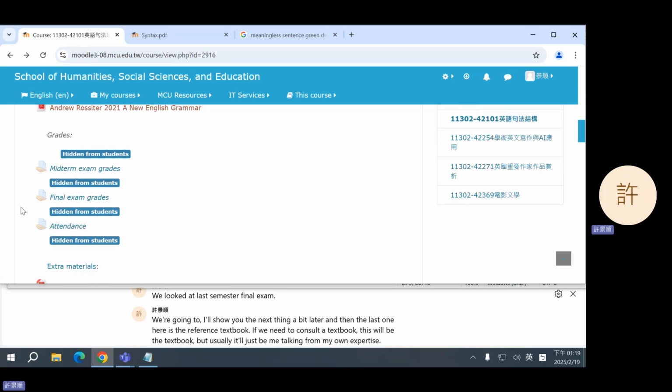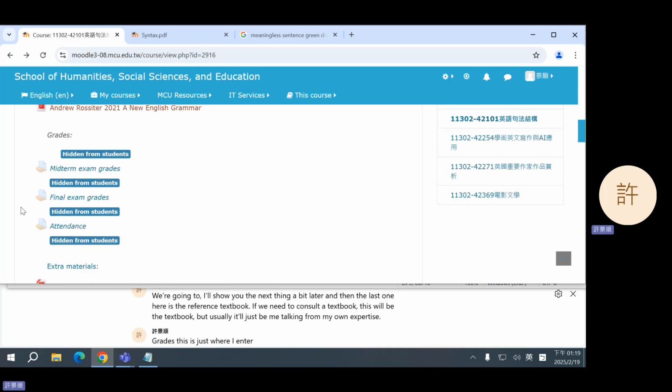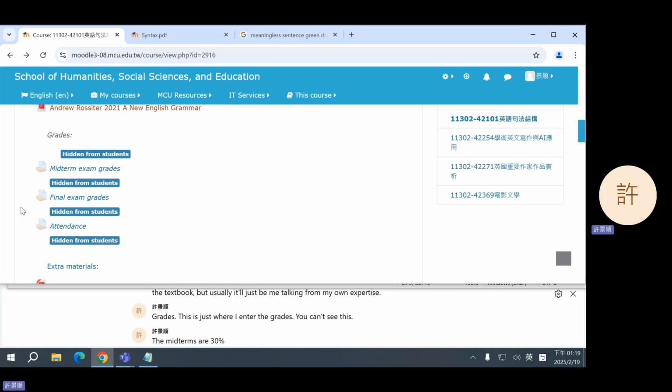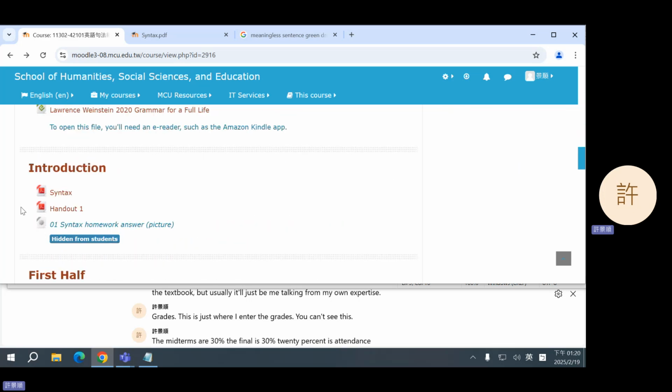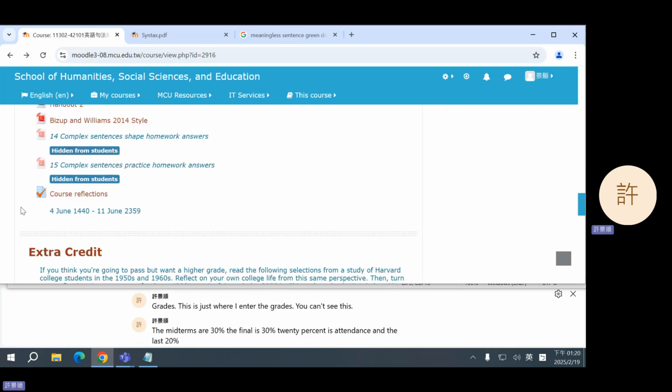Grades. This is just where I enter the grades. You can't see this. The midterms are 30%. The final is 30%. 20% is attendance. And the last 20% is this, course reflections for week 17. Yeah, for week 17. So that's worth 20%.